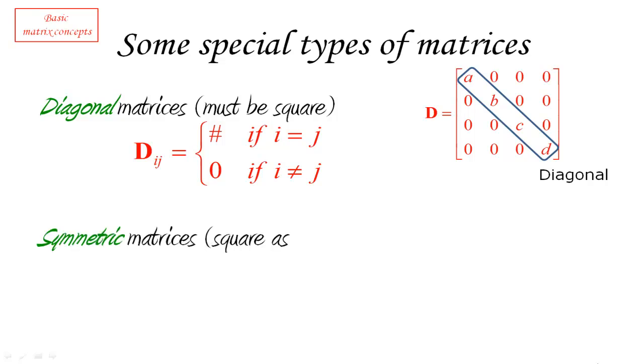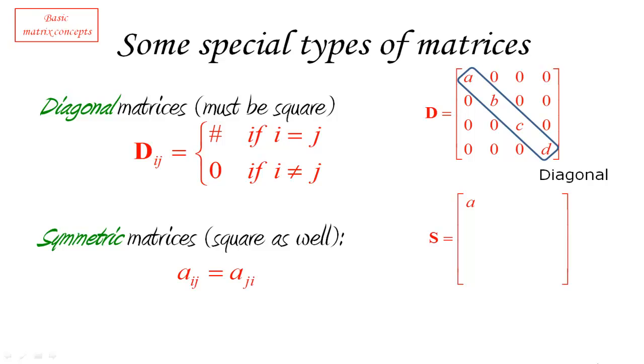Another type of matrices are so-called symmetric matrices. Again, they have to be square matrices. What is a symmetric matrix? It's a matrix where any element in position ij is going to be exactly equal to the element in position ji. In other words, the element which is opposite to it in the matrix with respect to the diagonal.